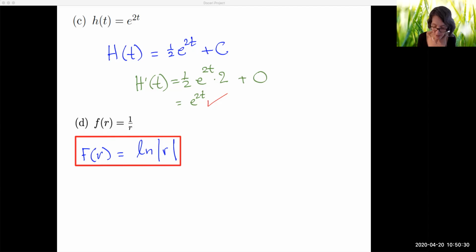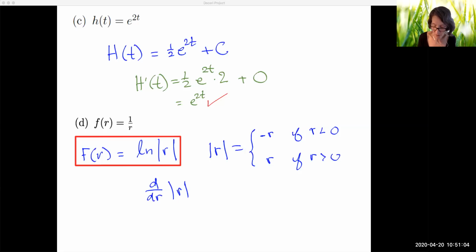Because the absolute value of R is a piecewise function, right? It's equal to the opposite of R if R is a negative number, and it's equal to R if R is a positive number. And we're not allowing R to be 0 because it's 1 over R. R can't be 0.